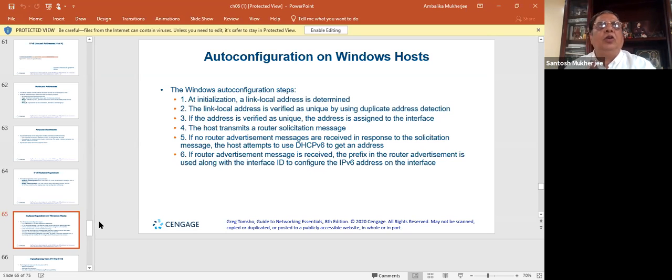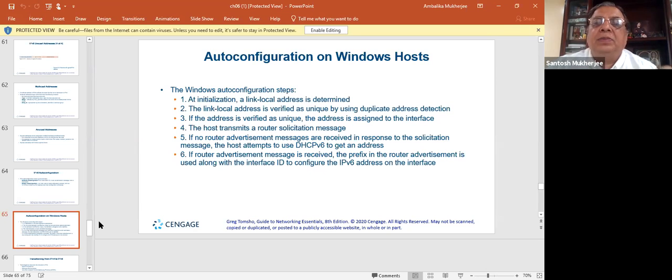How do you do the autoconfiguration in Windows? Or how does IPv6 do the autoconfiguration in Windows? There are six steps. At initialization, a link-local address is determined. What is the link-local address? It determines the local address. The link-local address is verified as unique by using duplicate address detection. So whether it's a unique number or a duplicate number is detected, if the address is verified as unique, the address is assigned to the interface. If the address is recognized as unique, then it immediately goes to the interface.